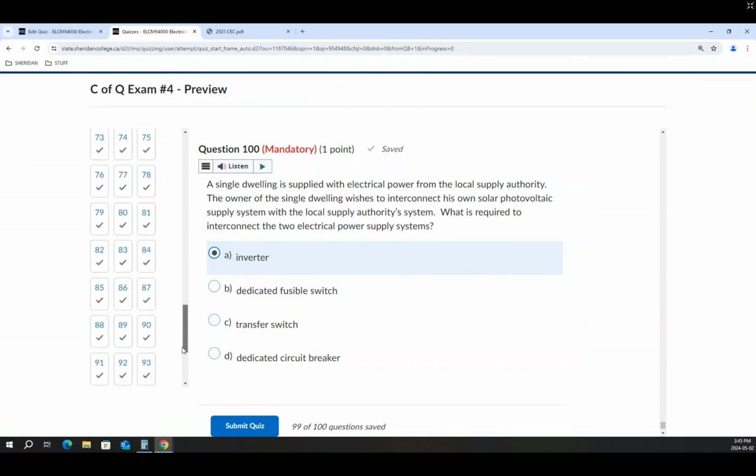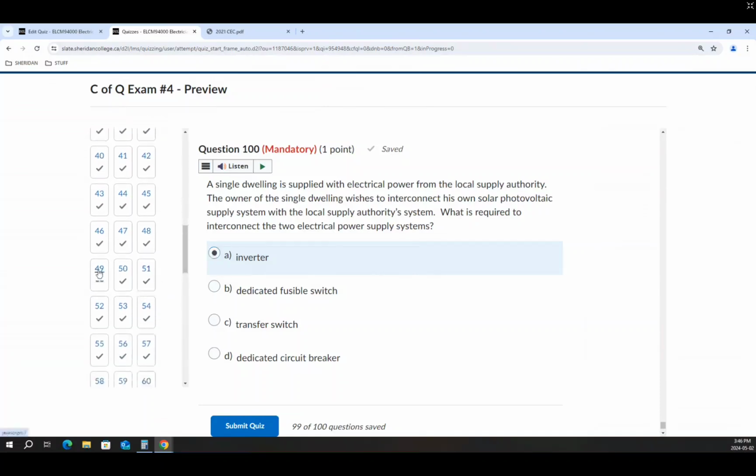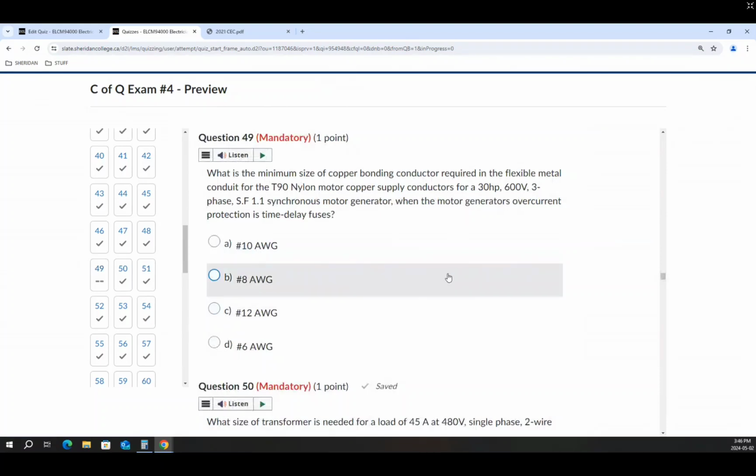Okay, we've got 15 minutes left, and I missed the question. I missed 49. So, what's the minimum size of copper required in the flexible metal conduit, T90, 30 horsepower, 600 volt, 3-phase, service factor of 1.1, synchronous motor generator?